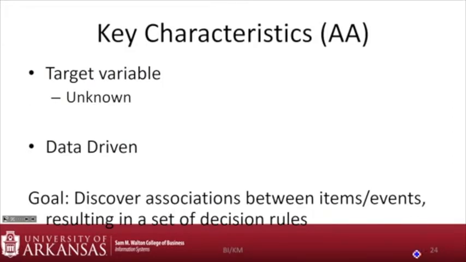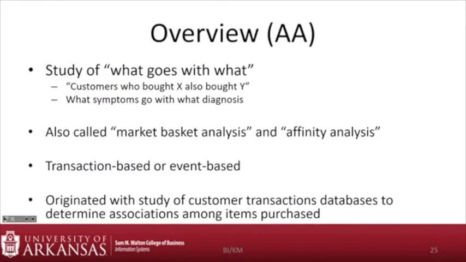And now for the background of what's happening here with association analysis. So again, although we have to label a target variable, really our target variable is unknown. So we've got an unsupervised task. It's very data driven. So I'm not creating a model, I'm just looking for rules based on our data. And our big goal is we're just looking for association between items. It could be between events, but a lot of times it's items using transactional data sets, resulting in a set of decision rules. That's our big goal. What rules can we find? What insights can we find? It is the study of what goes with what.